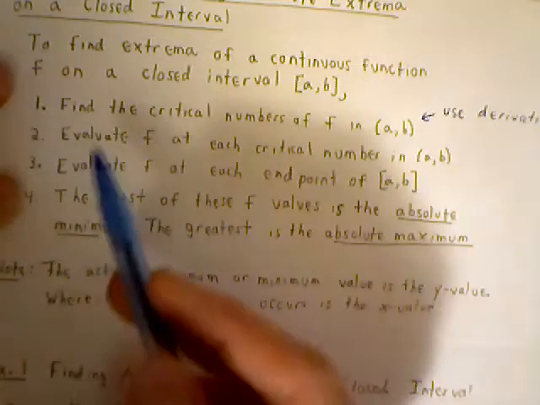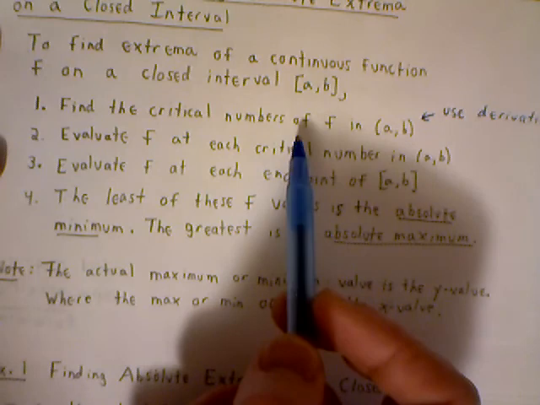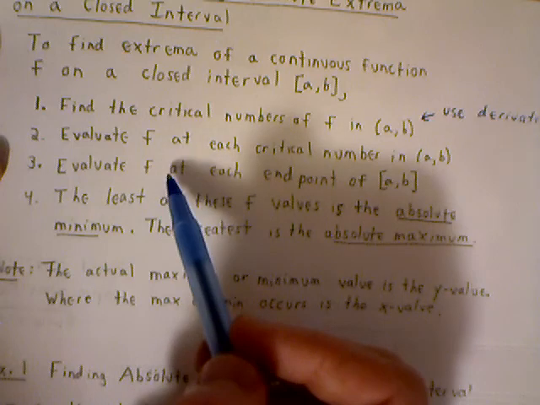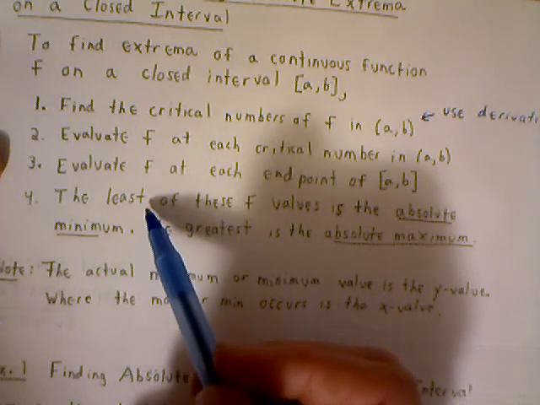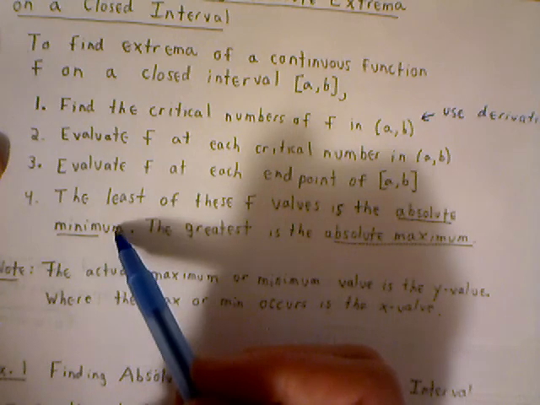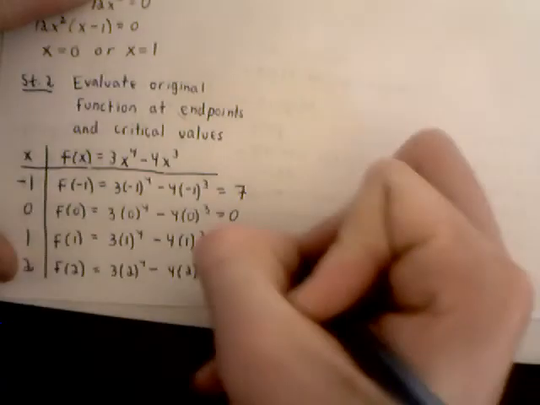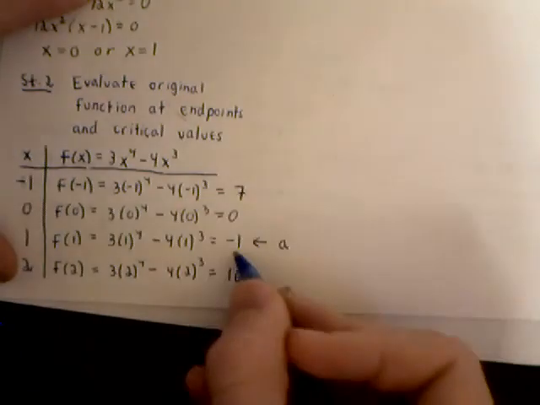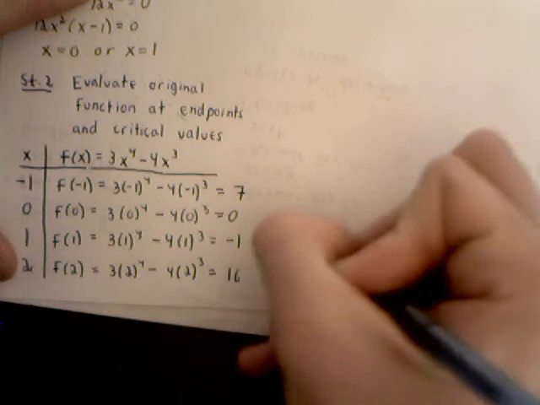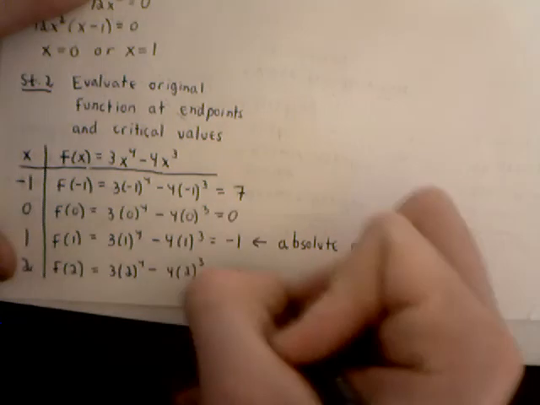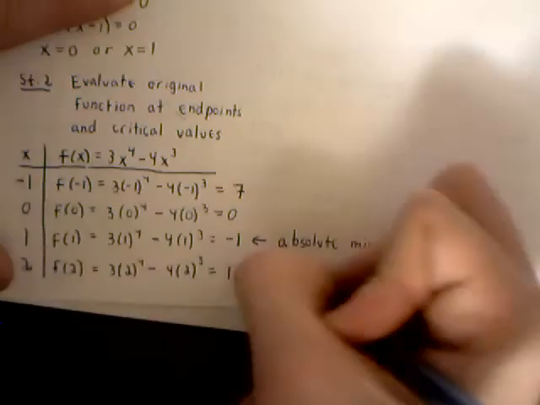So now, to review, for step 1 I found the critical numbers using the derivative. In step 2, I evaluated the original function f at the critical numbers and the endpoints. Now I'm on step 4. The least of these values is the absolute minimum. The greatest is the absolute maximum. So I see the least value is -1. The greatest is the absolute maximum.